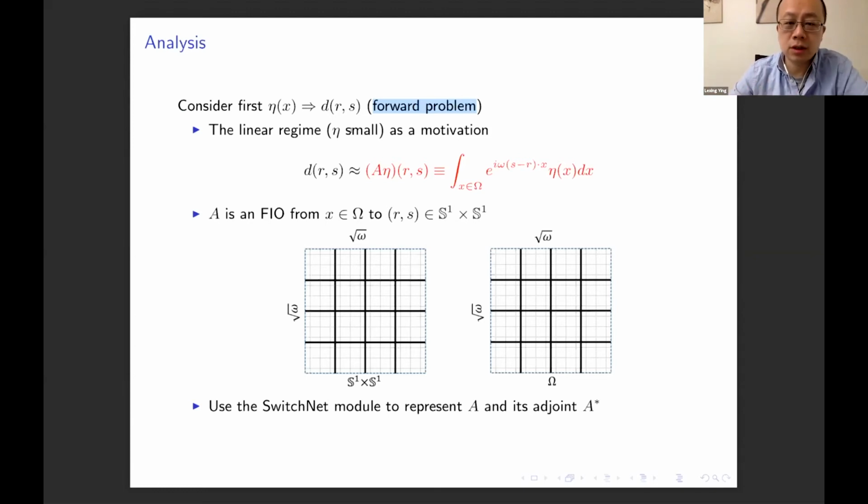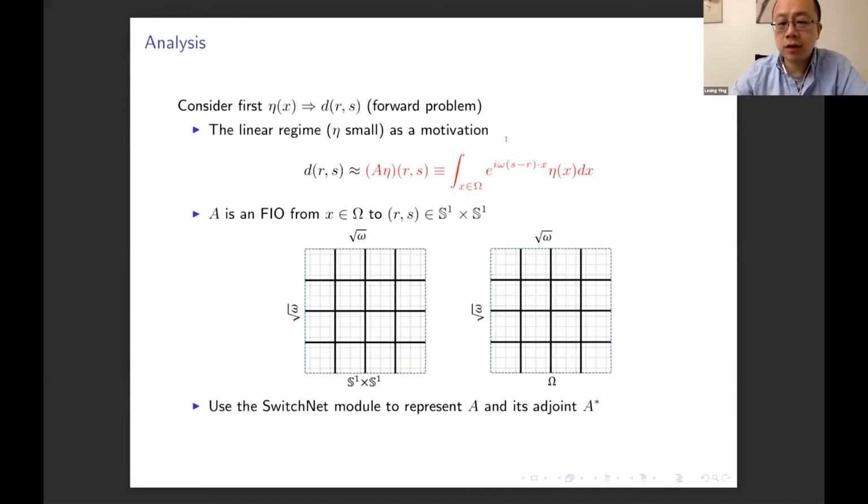And then in the case of small eta, we can use linearization. After some maybe two pages of calculations using Green's functions, you see that the data, which is parameterized by R and S, where let me remind you, S is the incoming wave direction and R is the outgoing wave direction, can be written very compactly, up to first order approximation, as this integral of your unknown eta.